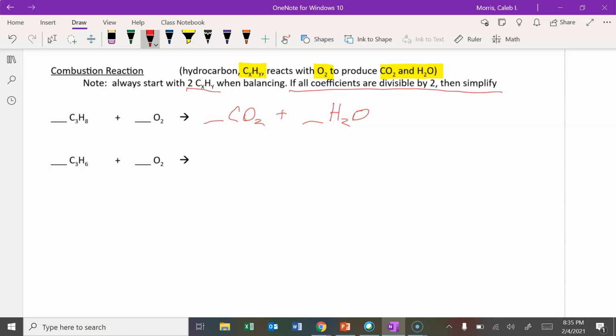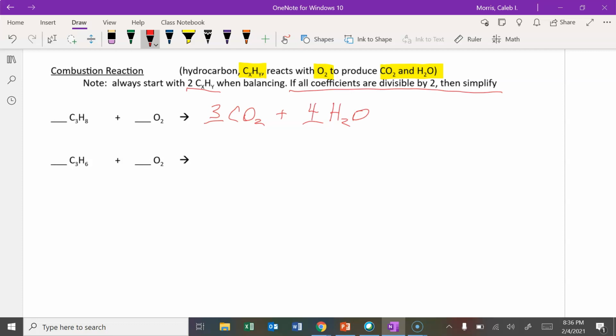All right, so I've got 3 carbons. I'm going to put a 3 right here to try to balance my carbons. We'll figure out how many oxygen that is later. Let's look at hydrogen. I've got 8 hydrogen. Over on the other side, I would have to put a 4 to multiply by 2 to make 8.